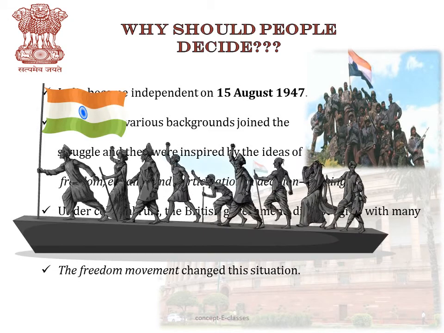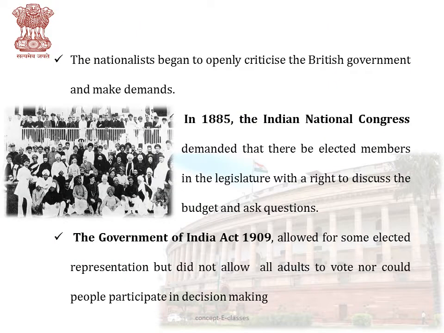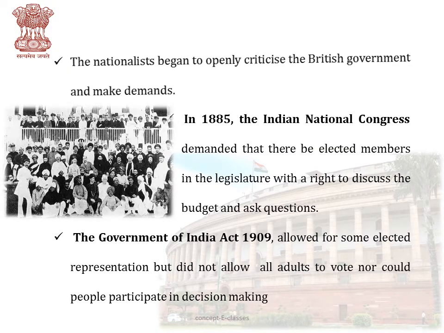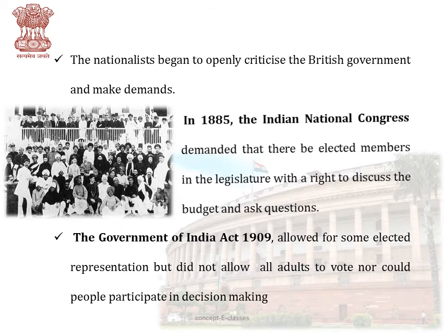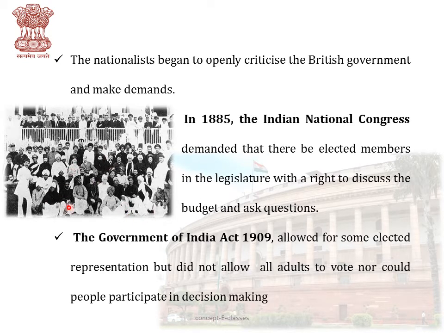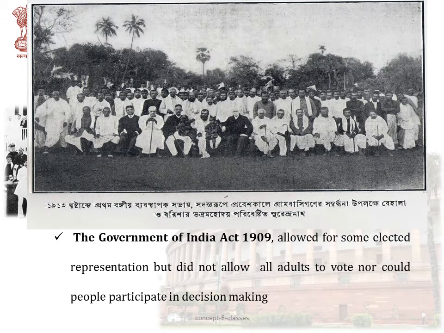But the freedom movement changed the situation. The nationalists began to openly criticize the British government and make demands. And in 1885, the Indian National Congress, this was an old pic of the Indian National Congress, demanded that there must be elected members in the legislature with the right to discuss the budget and ask questions. And the Government of India Act 1909 allowed some elected representatives but did not allow all the adults or all the citizens to vote, nor could they participate in the decision making process.